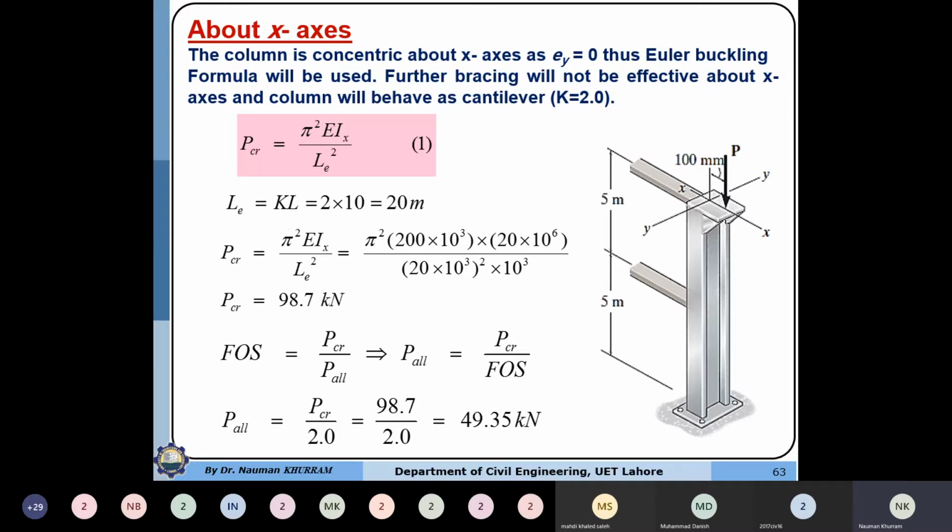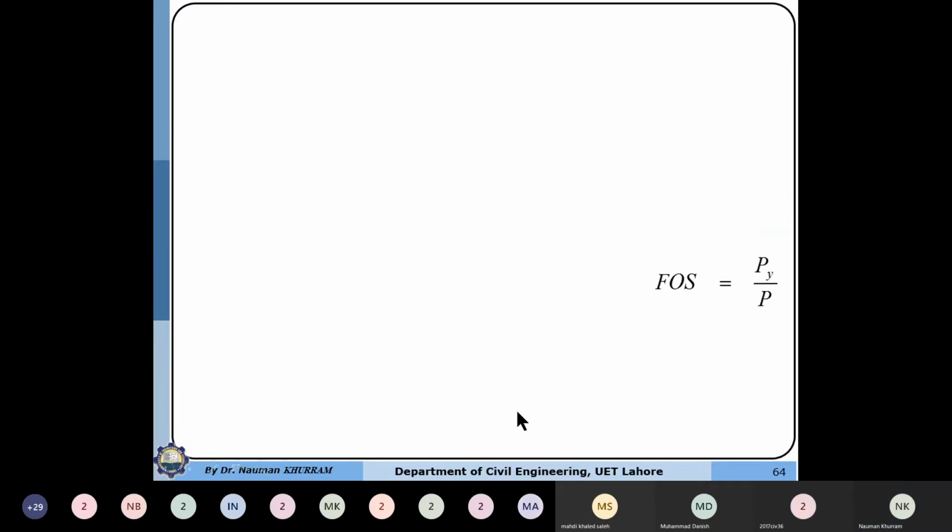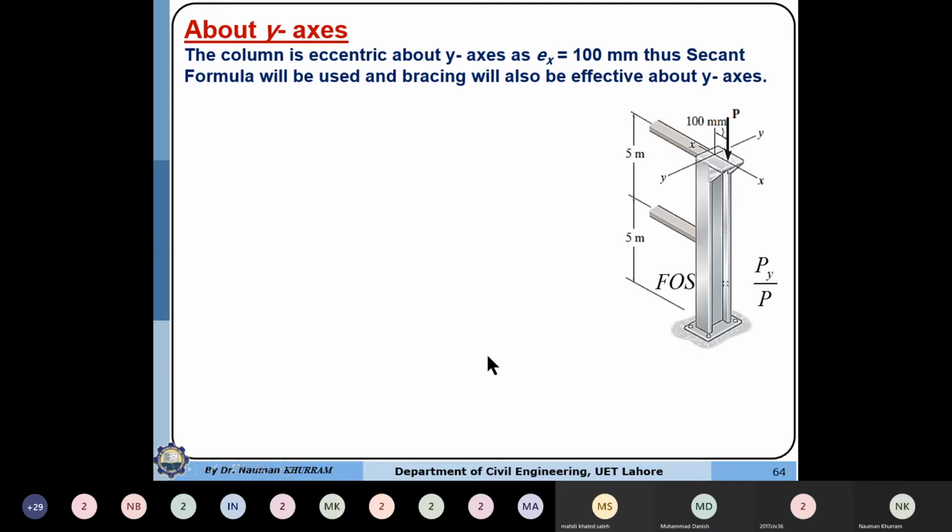But the column may yield about the y-axis. This means that we have to determine the allowable load about the y-axis also. So about the y-axis, the column is eccentric about the y-axis as eccentricity is given as 100 millimeter, and we have to use the secant formula. And bracing will also be effective about the y-axis.